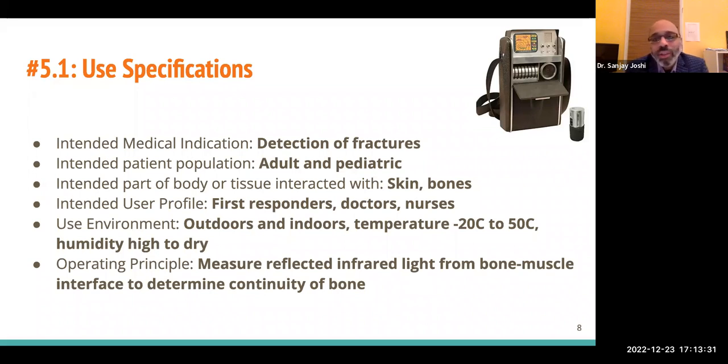Now, where will they use it? We expect this device to be used both outdoors and indoors. And the Star Trek crew travels to planets all over the universe, and the temperature could range anywhere from -20 Celsius, frozen world, all the way to 50 Celsius in the middle of a desert. They could be using it in Mumbai, which is nearly 100% humidity in monsoon, or they could be using it in Rajasthan, which is going to be bone dry. The operating principle is to measure the reflected infrared light from the bone-muscle interface, and we are going to use that to detect continuity or discontinuity of the bone.